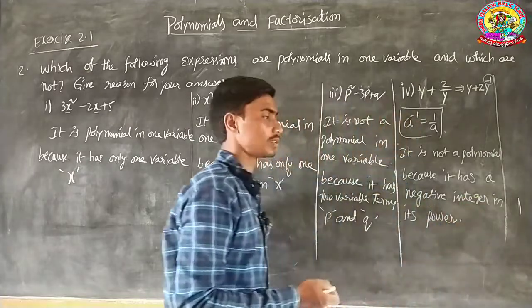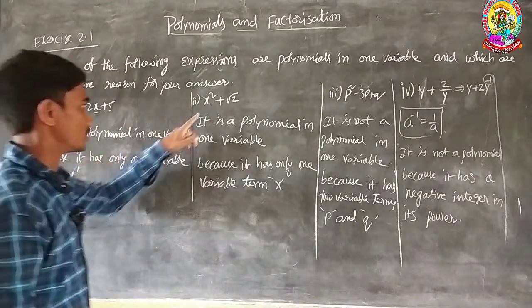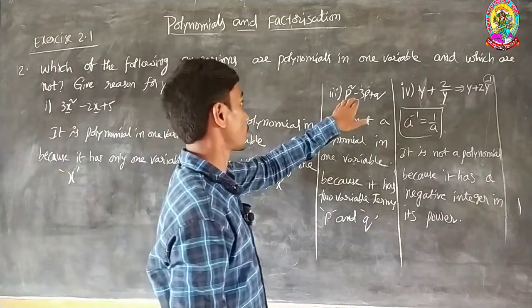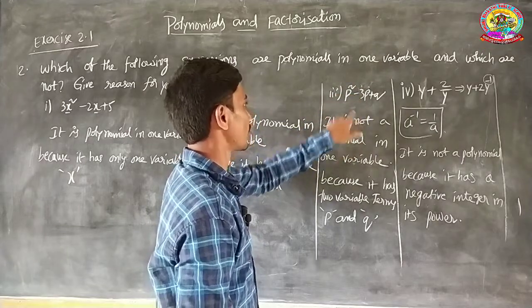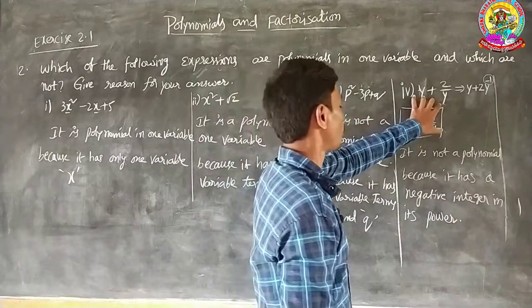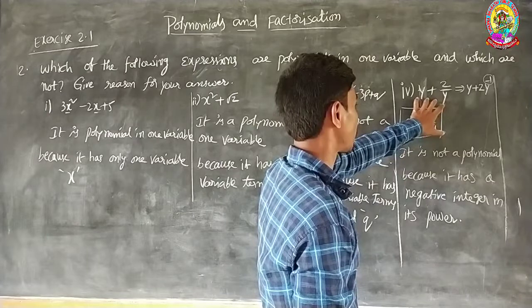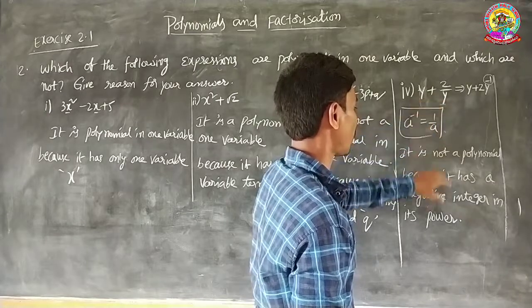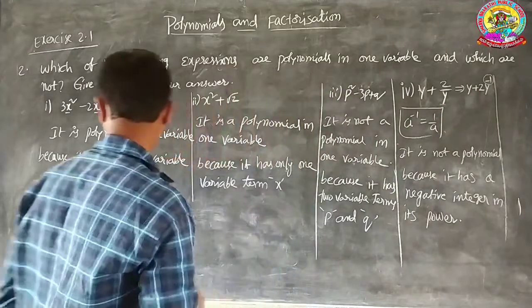Clear with that? Here it is a polynomial in a single variable. This is also a polynomial in a single variable. This is not a polynomial in a single variable. It is a polynomial, but not in a single variable, because it consists of two terms, p and q. This is an expression, but not a polynomial, because it has a negative integer in the power of a term.